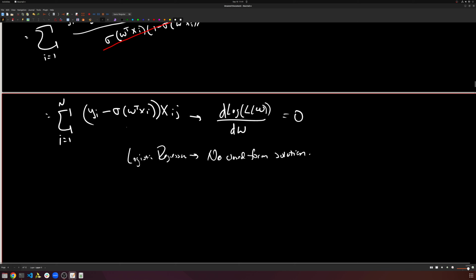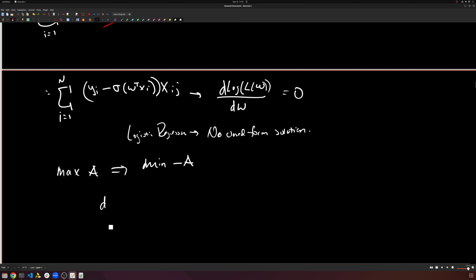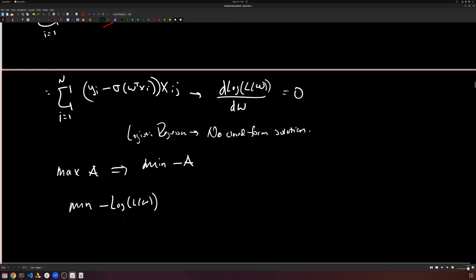We have to take little steps in the right direction. And so all we did is find the logic for the gradient, right? All this stuff we did is logic for the gradient. So if we want to maximize this, let's go back to that. If we want to maximize A, that's the same as minimizing negative A. So really what we need to do is minimize the negative log likelihood of w, and this is basically your binary cross entropy loss, right?